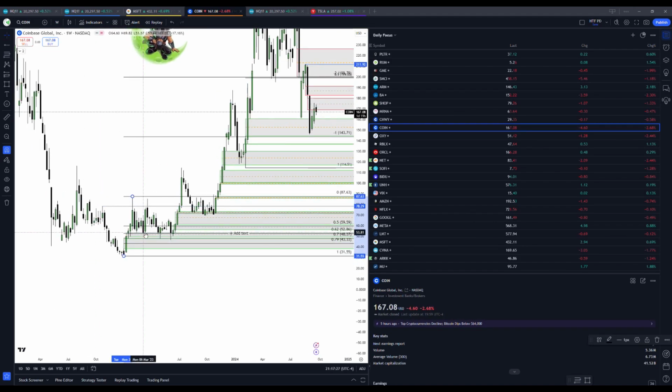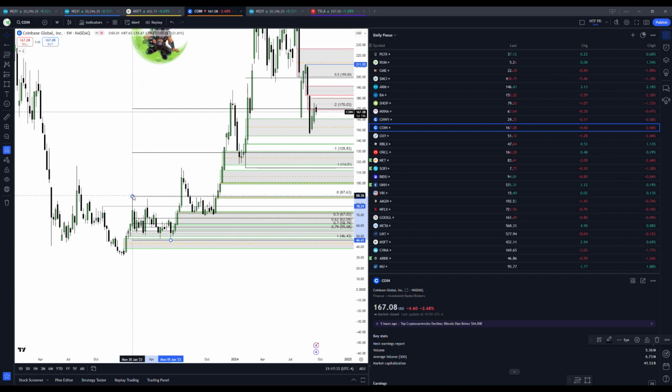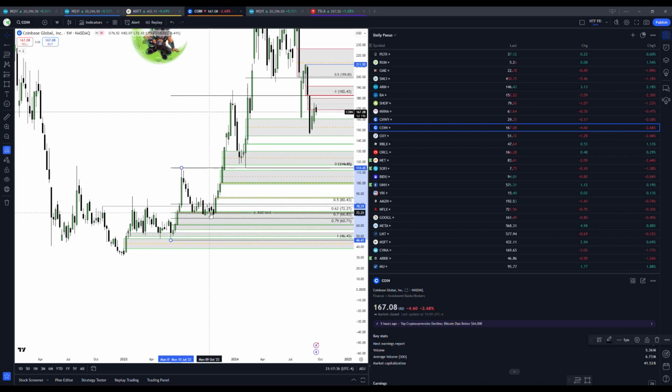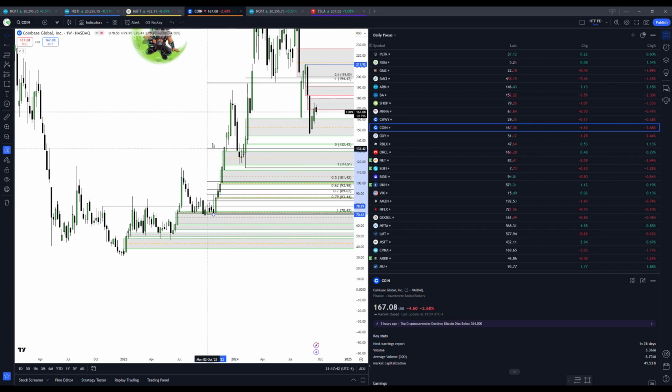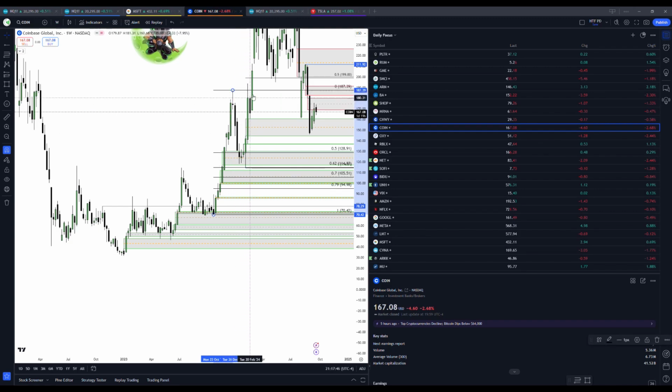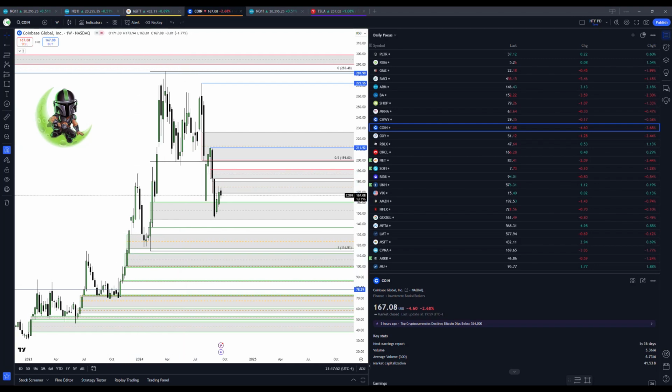Low, high, discount retracement, bullish imbalance, run for highs. Low, high, discount retracement, bullish imbalance, run for highs. Low, high, whoops, discount retracement, bullish imbalance, run for highs. You're starting to see it. Come on, tell me you're starting to see it.